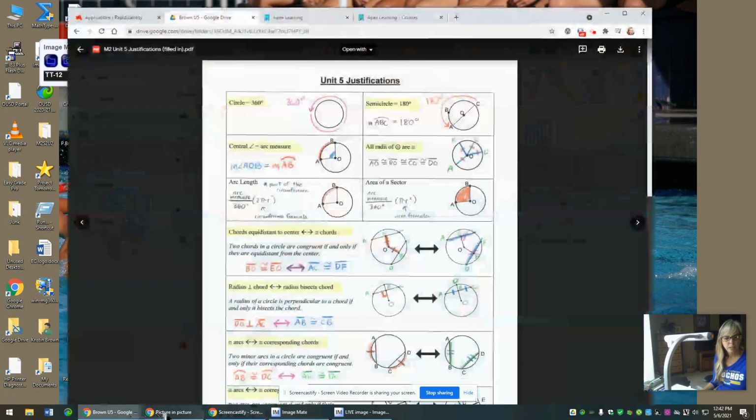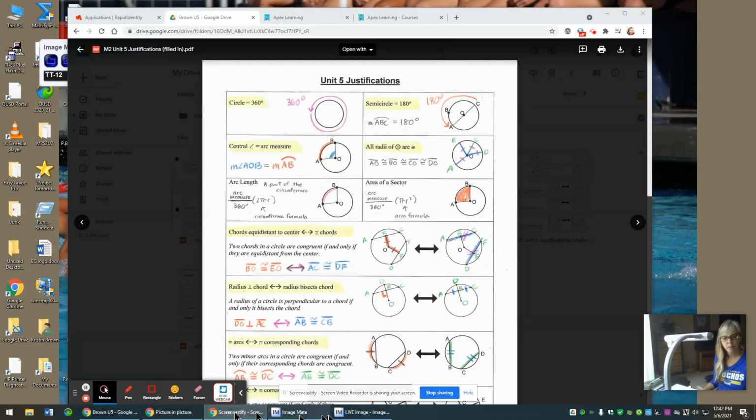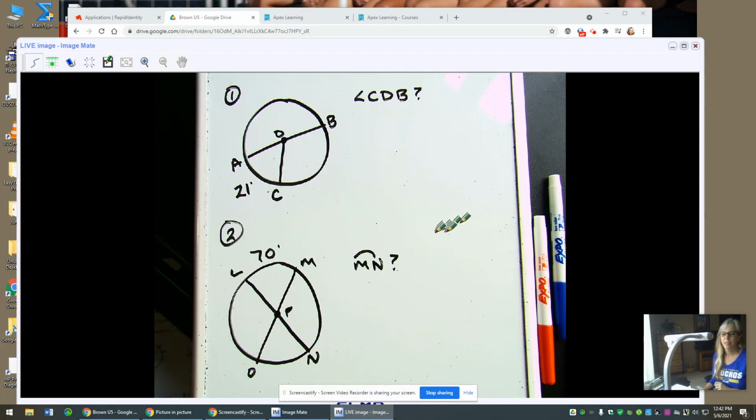Hello. I don't know what you guys can see right now because I'm trying to find the right screen. There we go. Anyway, here we go. So our warm up has more circle stuff.